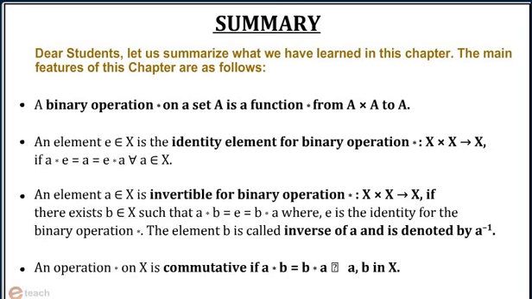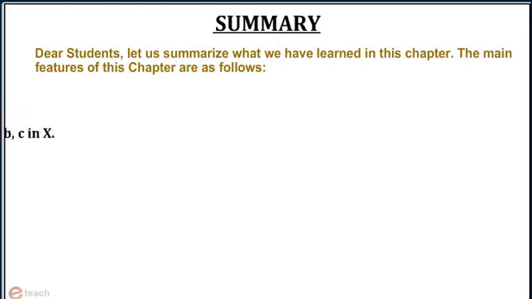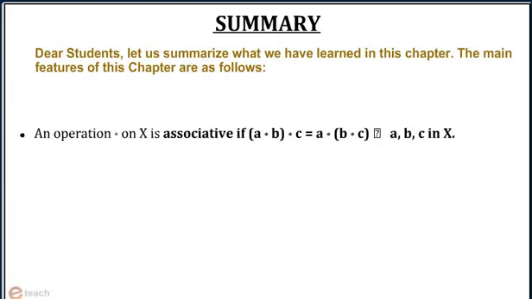An operation star on X is commutative if a star b equals b star a for all a, b in set X. An operation star on X is associative if (a star b) star c equals a star (b star c) for all a, b, c in set X.